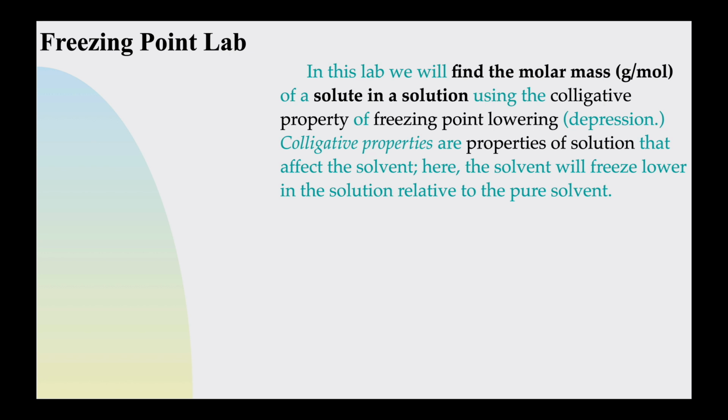So let's say that normally the solvent froze at 10 degrees Celsius. When we put our unknown in, the solution might freeze at 7 degrees Celsius. So it would be 3 degrees lower than the normal freezing point. That's the kind of thing we're looking for here, which is cool.